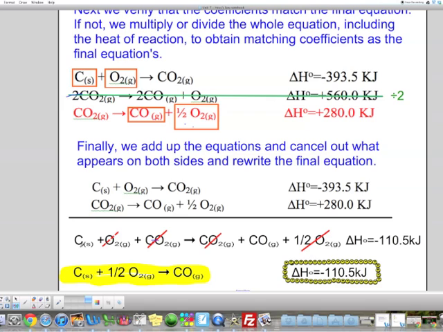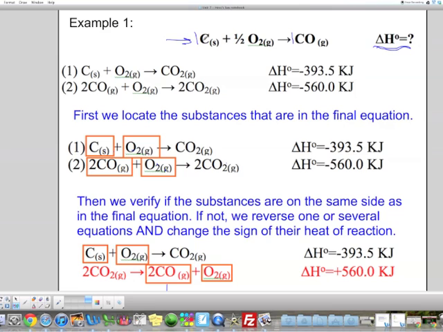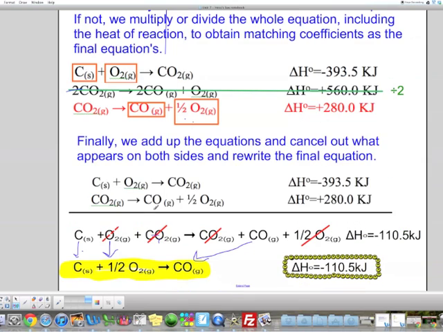So my C stays, it doesn't get canceled out, right? So C is over here. Here I'm left with half an O2 because only half of it gets canceled by this on the other side. These two disappear and this over here stays and goes over here. So what do I end up with? I end up with the same reaction as I had initially if we look on top. This is what I needed. C plus half an O2 gives me CO. That's what I obtained.